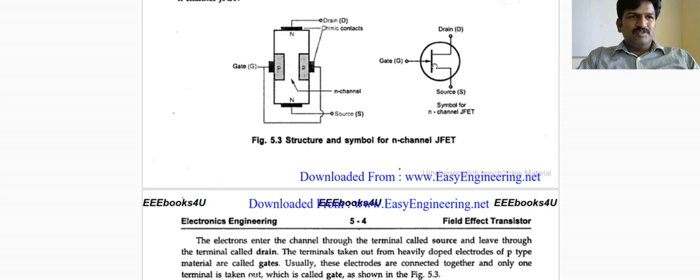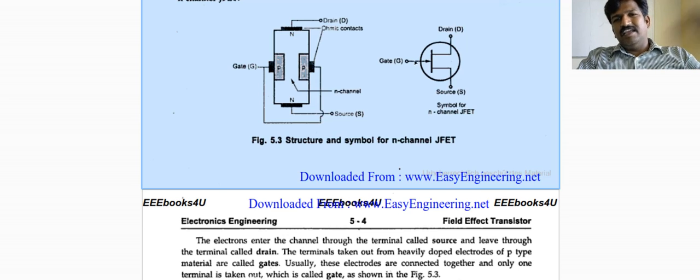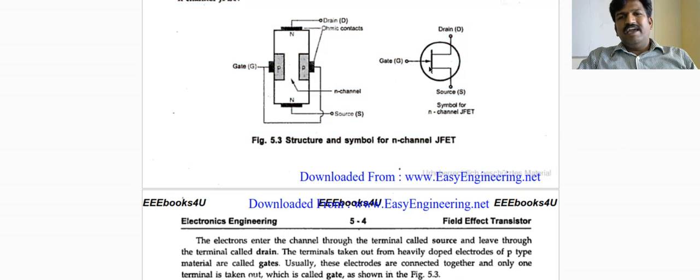You have to observe this one, the gate. If the arrow current is entering into the circuit, that is called the n channel MOSFET. If the direction is outside, that is the p channel MOSFET. We have the drain as well as the source.